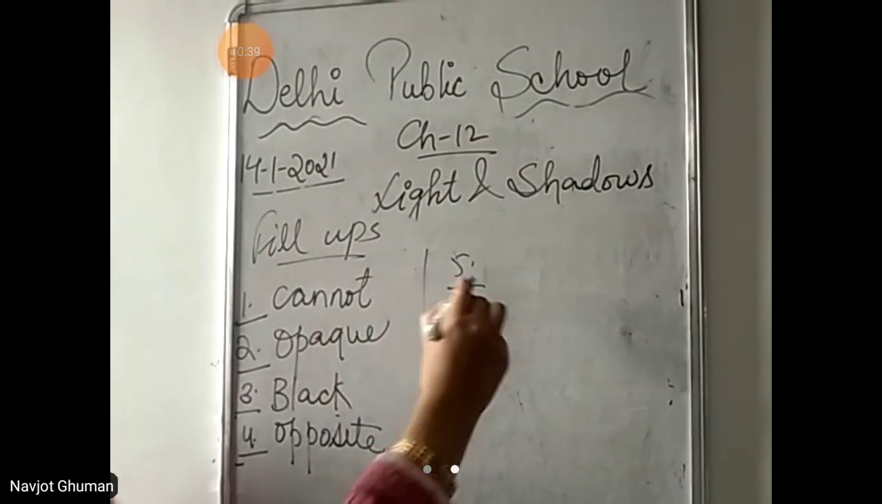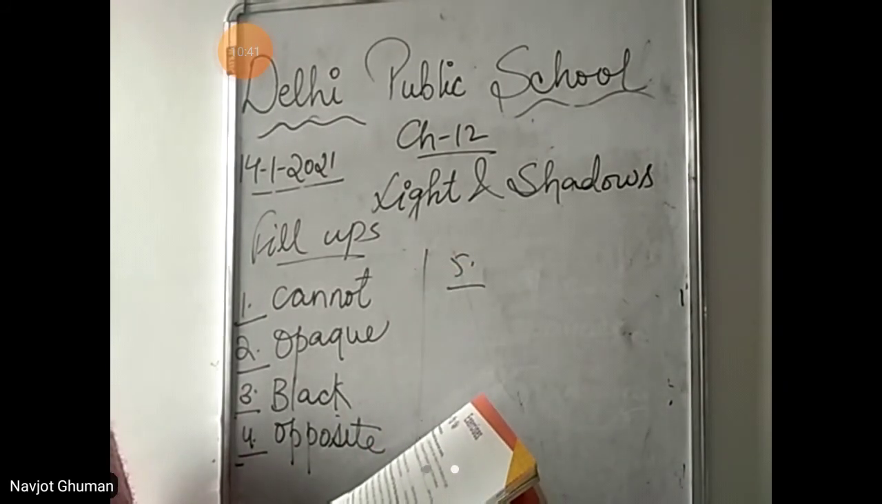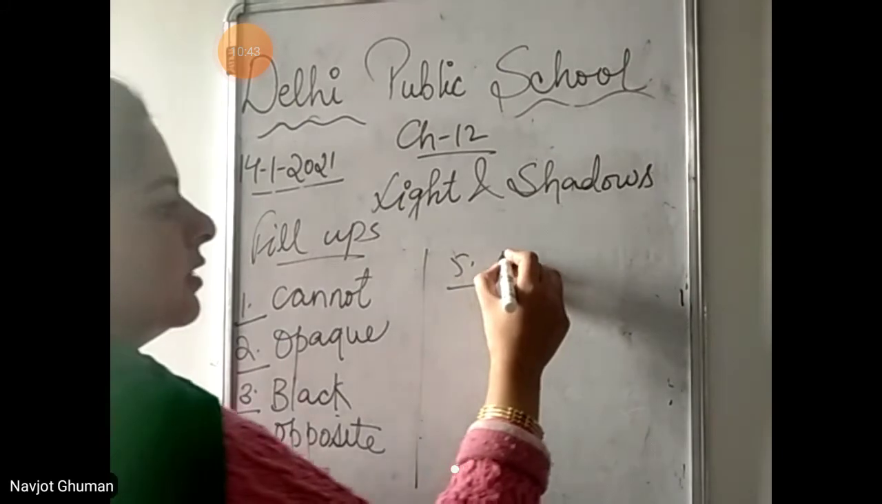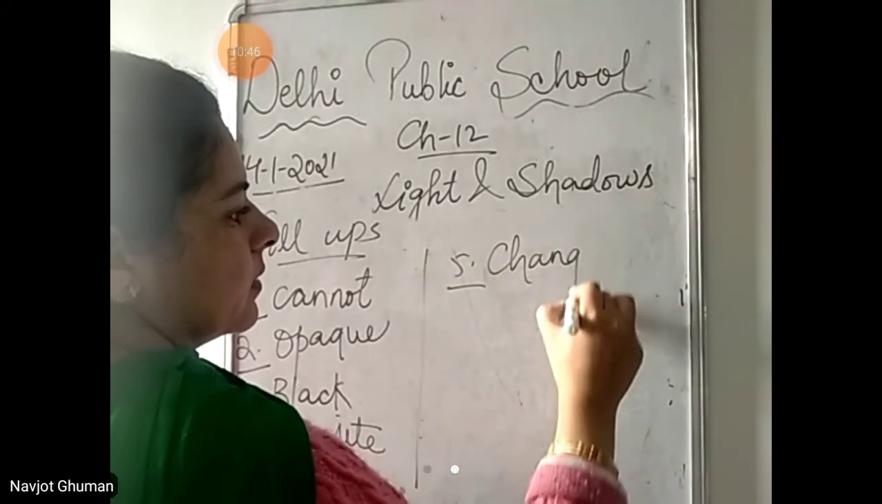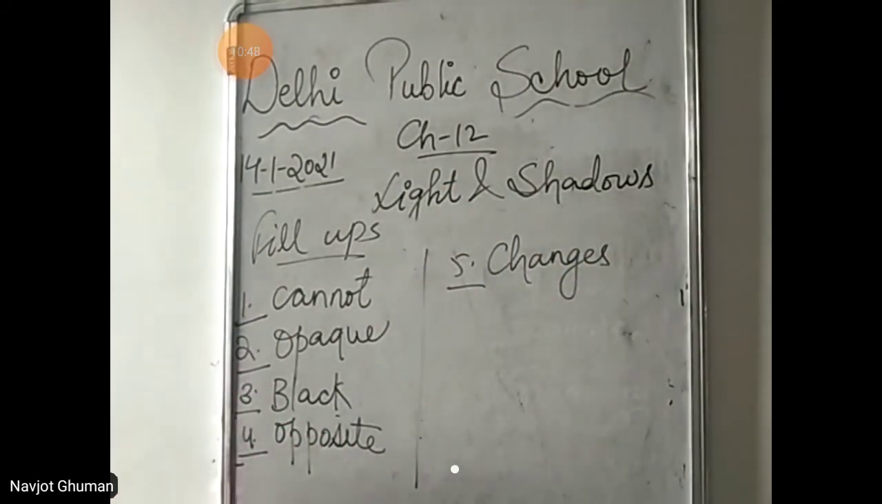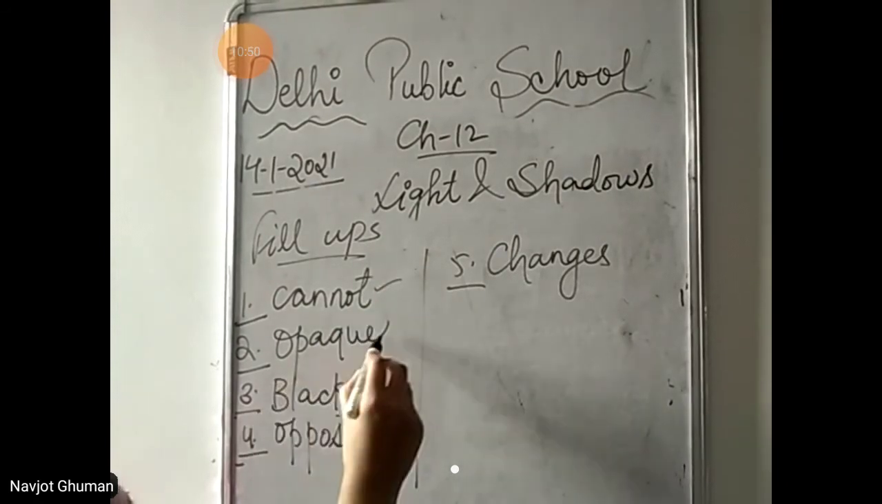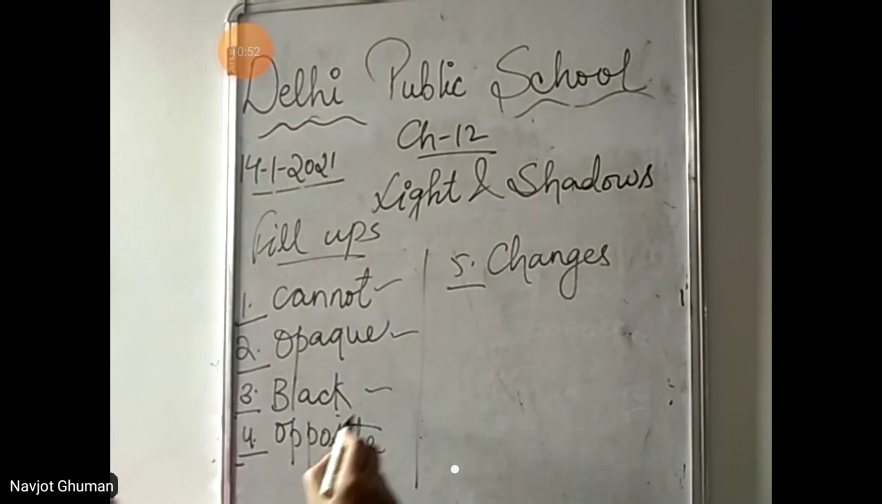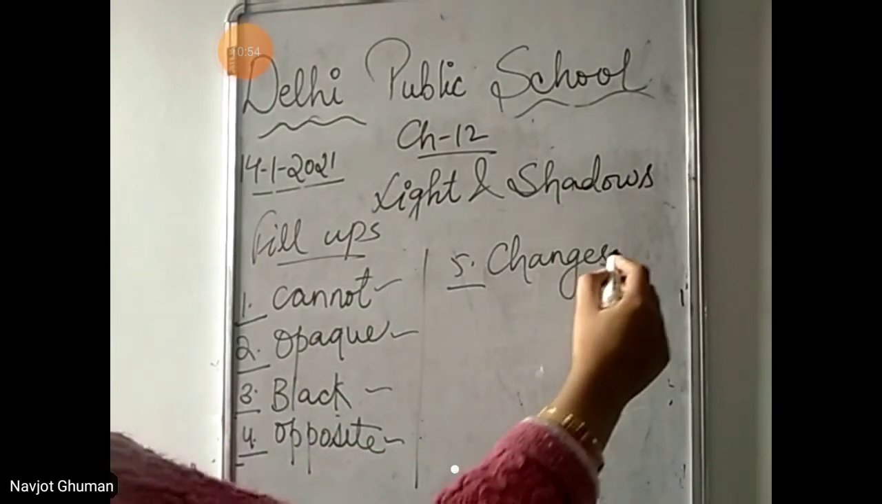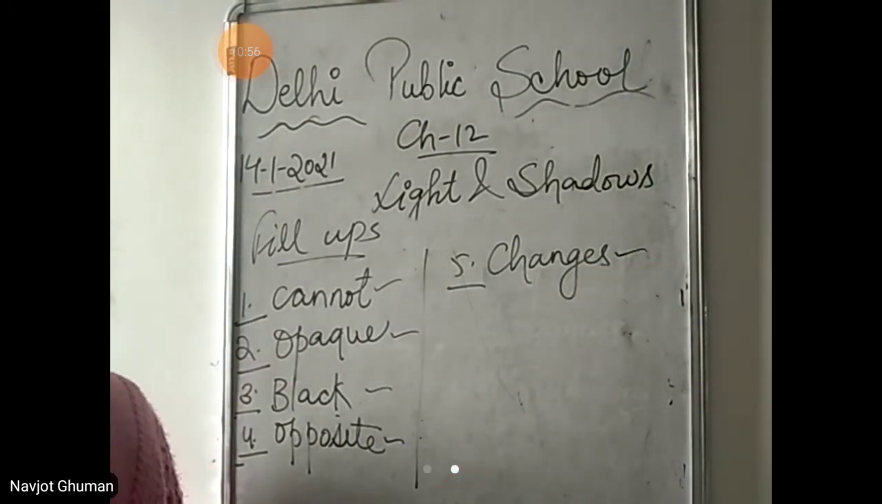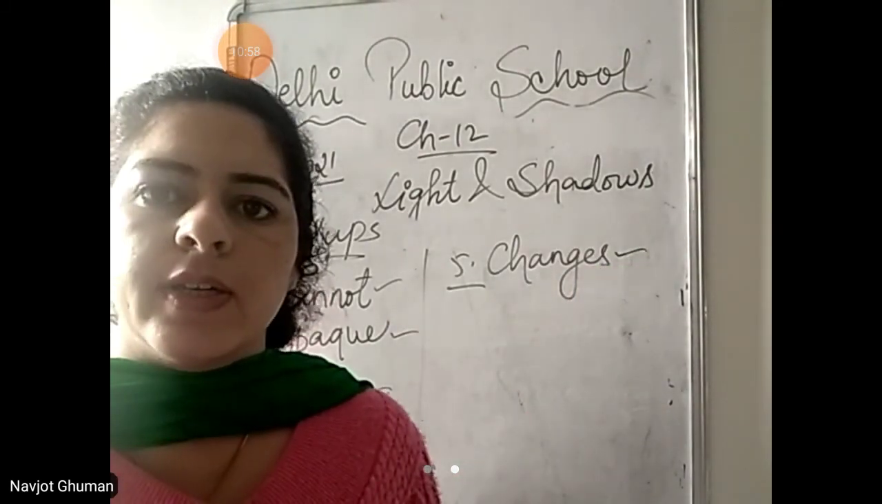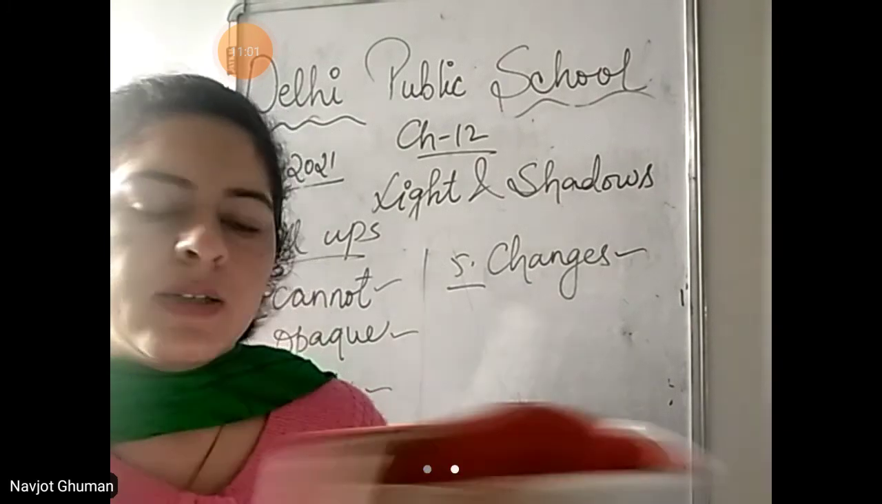And number 5. The length of the shadow dash during the day. It changes during the day. First cannot, second opaque, third black, fourth opposite, and fifth changes. These were fill in the blanks.